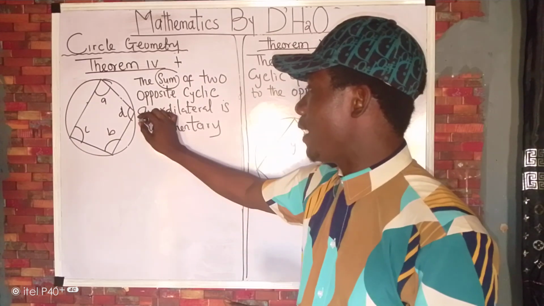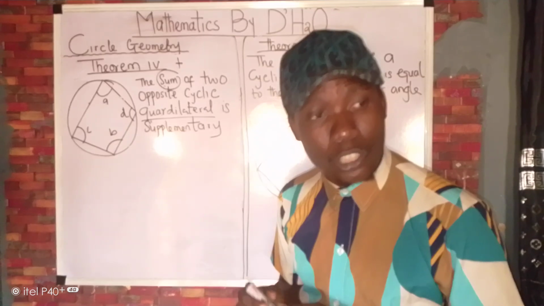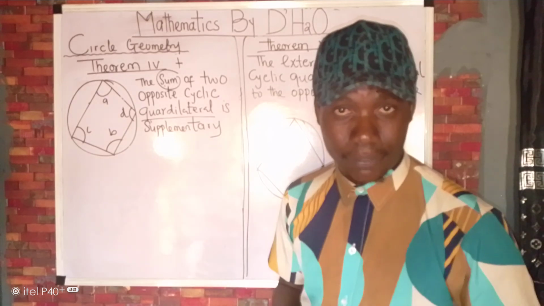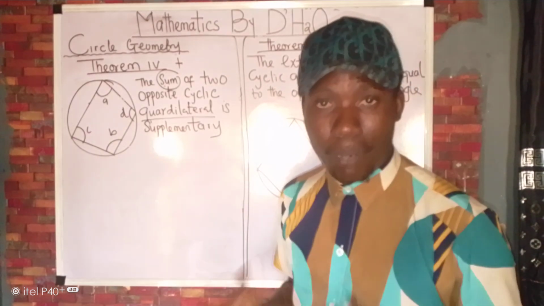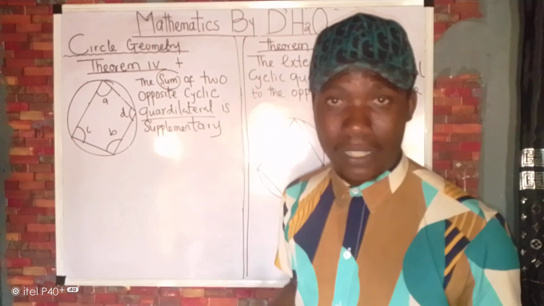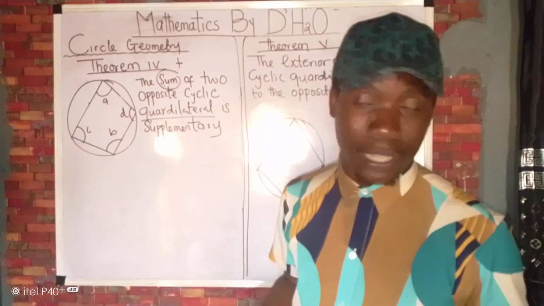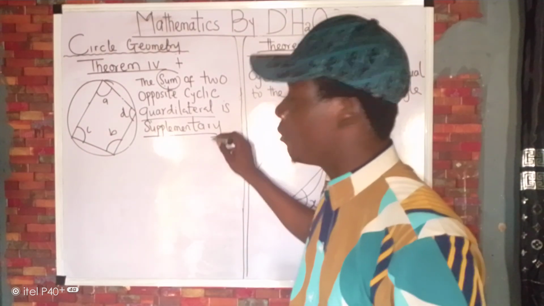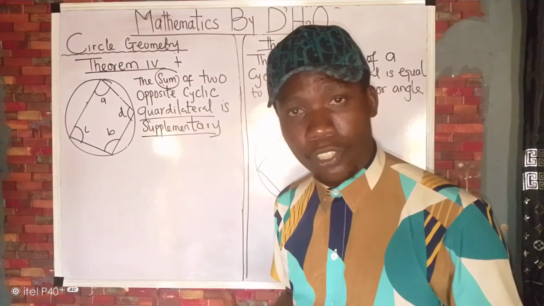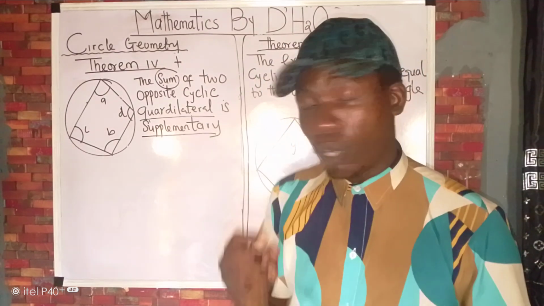You know what a quadrilateral is? A quadrilateral is a plane shape that has 4 edges or 4 sides, as you can see, like a rectangle, a trapezium, parallelogram, rhombus, kite. They are all quadrilaterals. They have 4 sides. Okay? Is supplementary. What is a supplementary angle? A supplementary angle is the angle that sums up to be what?